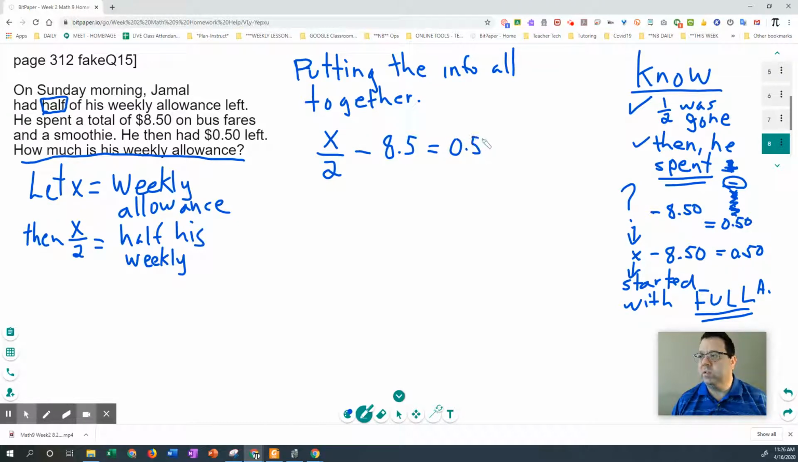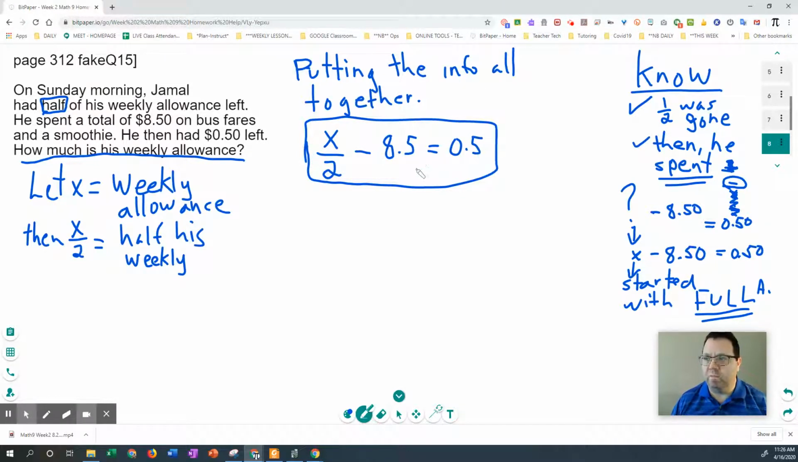0.5. In other words, he had 50 cents left. Okay? That is our equation. That is our two-step equation. The section we're on, 8.2, deals with two-step equations. We've built our two-step equation, okay?